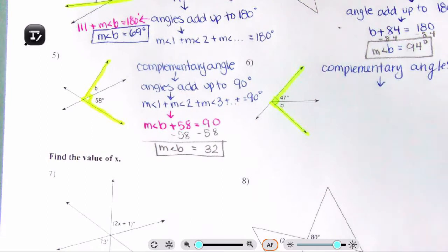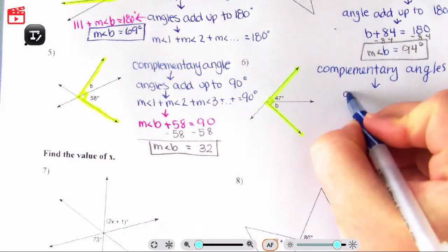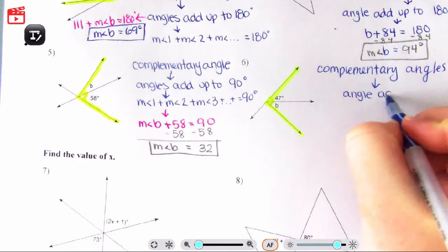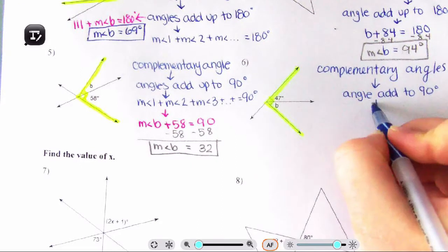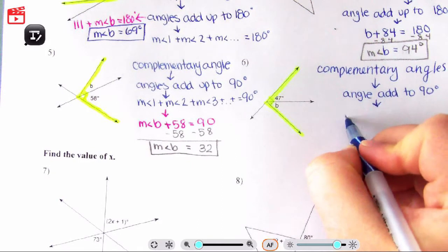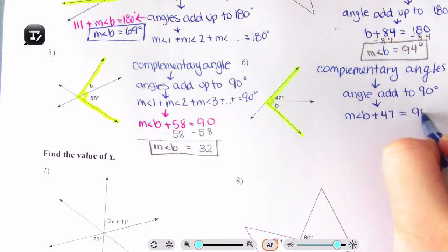And what does it mean to be complementary angles? Let me shift this out just a little bit. It means the angles add up to 90 degrees. So in this case, what do we have? We have the measurement of angle B plus 47 degrees is equal to 90.